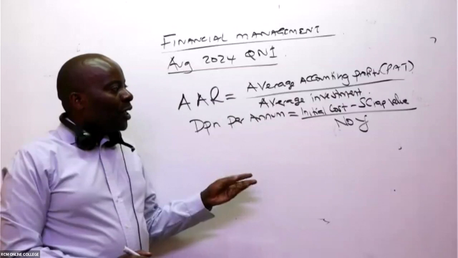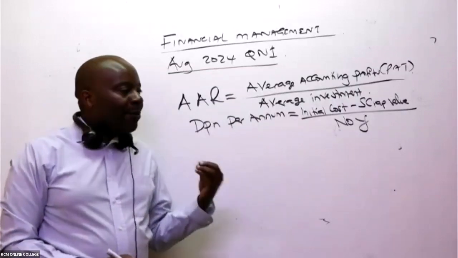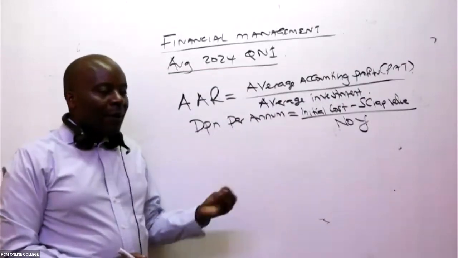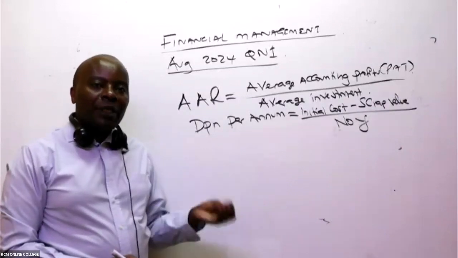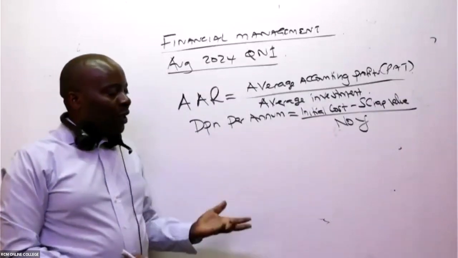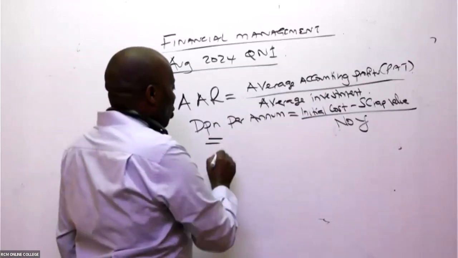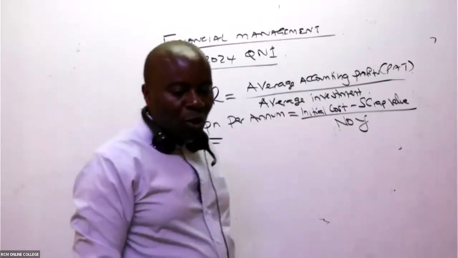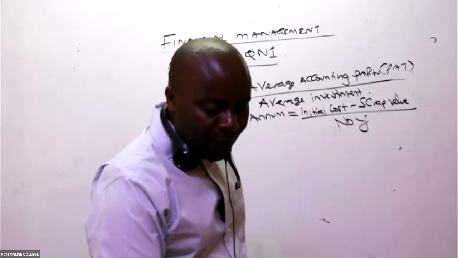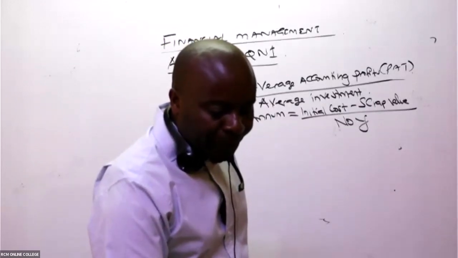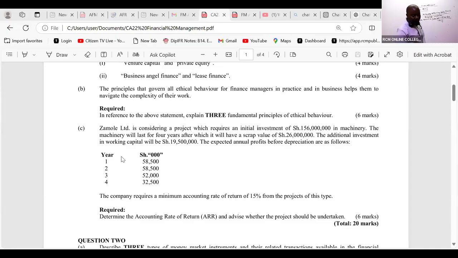we are taking initial cost minus the scrap value, all over the number of years of this particular asset. I'll do my figures in thousands. My figures here will be in thousands. So we start with the initial cost. Ladies and gentlemen, what do we have here? If I share back the paper, you can see the initial investment of the machine is 156,000 and the scrap value is 26,000. So 156,000.